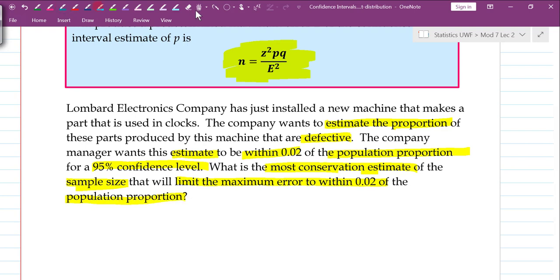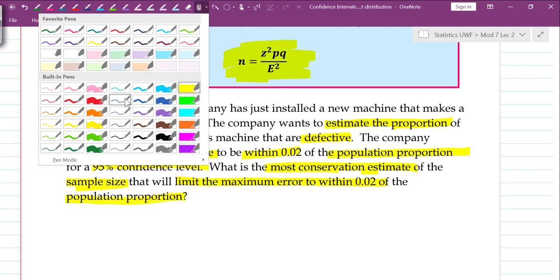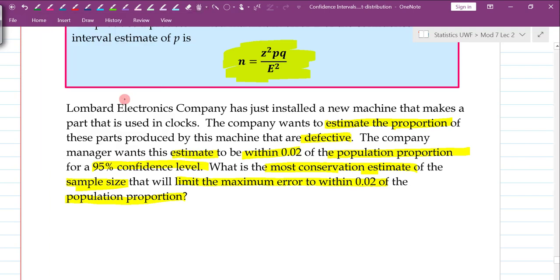So let's write down everything that we know and that we learned as we read through. So we want the estimate error to be within 0.02. That's E. E is equal to 0.02. And then we want to be 95% confident. So 95% confidence interval. Notice we're solving for n. That's our question.